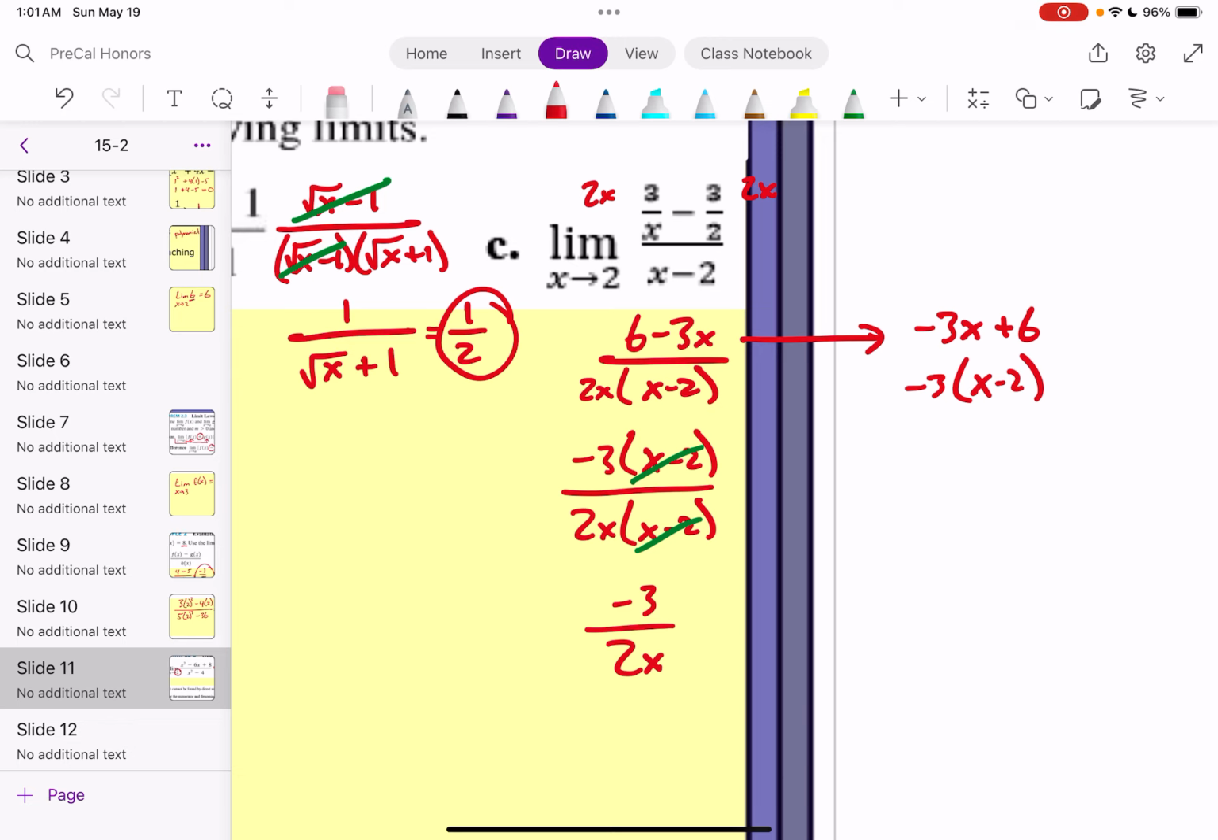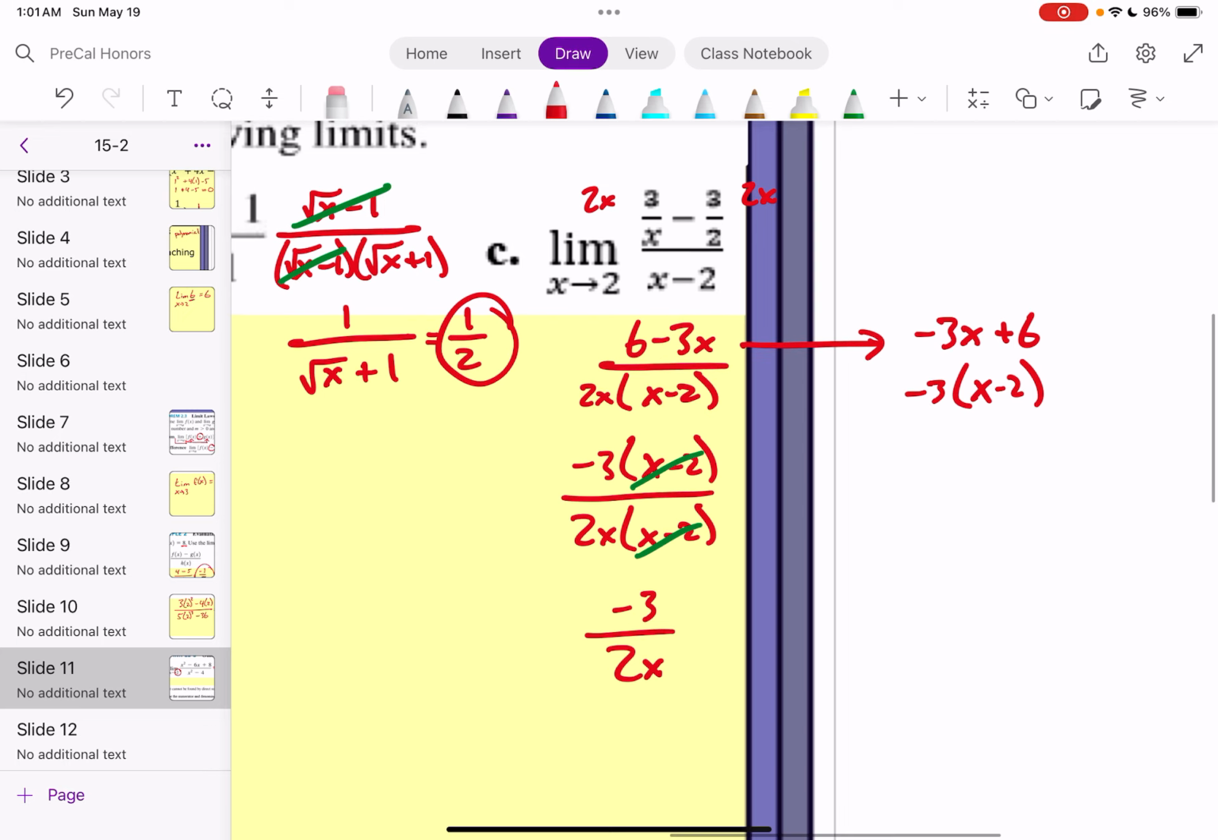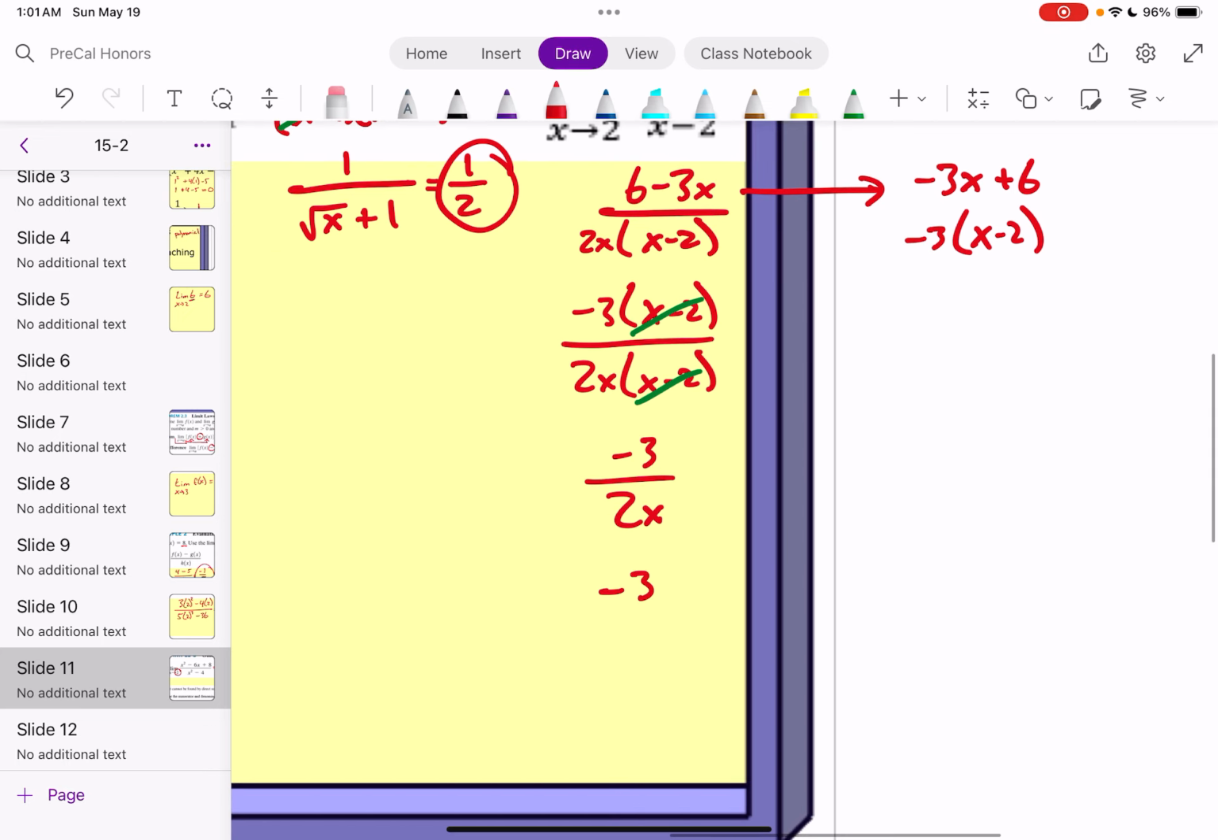Once we have that solved, we go ahead and plug in our numbers. This would leave us with a final answer of negative 3 over 4.